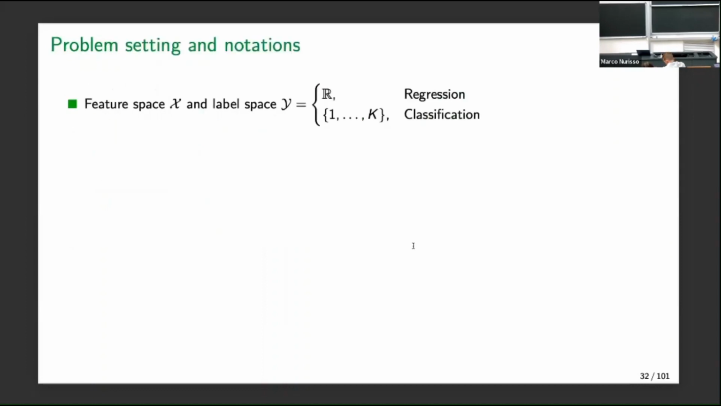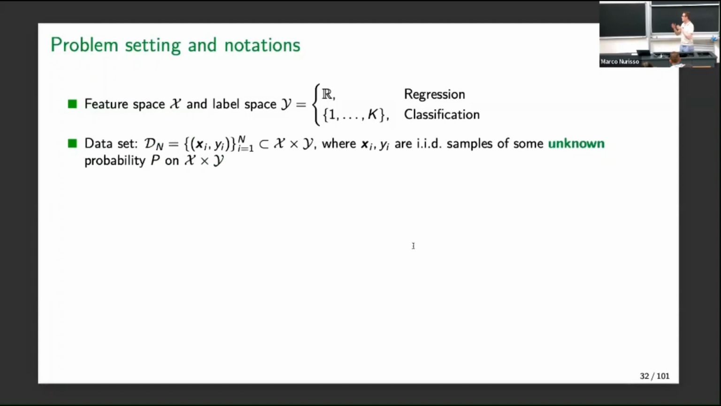So let's start with introducing a bit the notation I will be working with. So we will have the typical supervised learning setting where we have an input space X and a label space Y. So for classification, our label space will be, in multi-class classification, we have K classes 1 to K. In regression, it will be typically the real numbers.